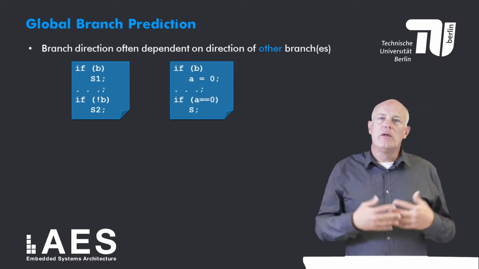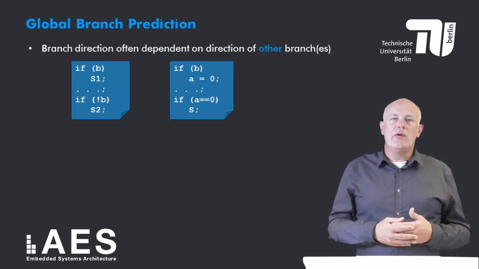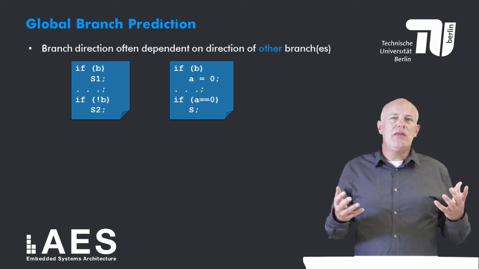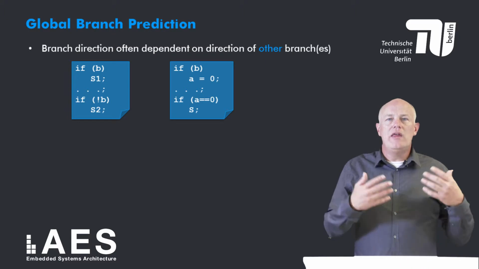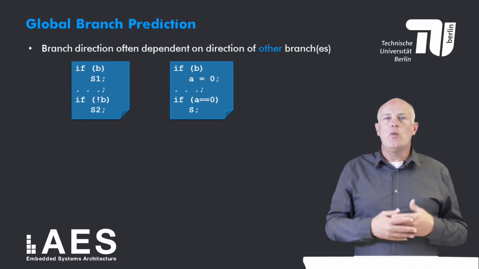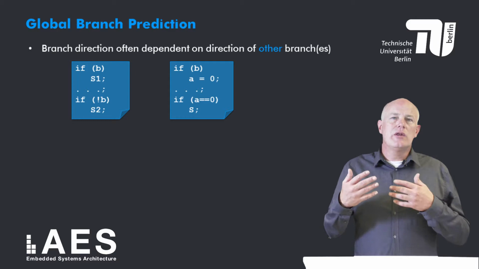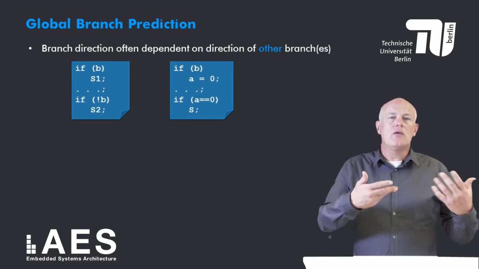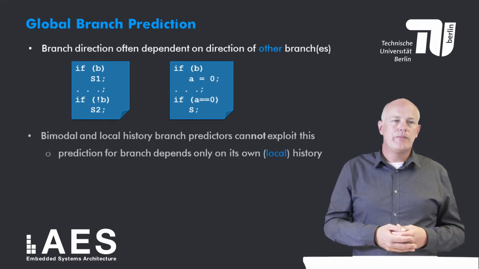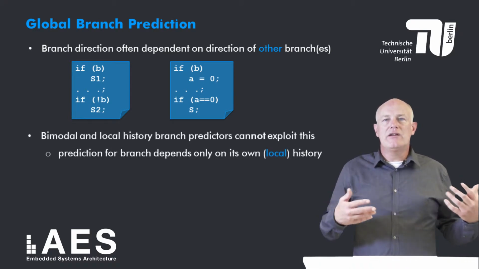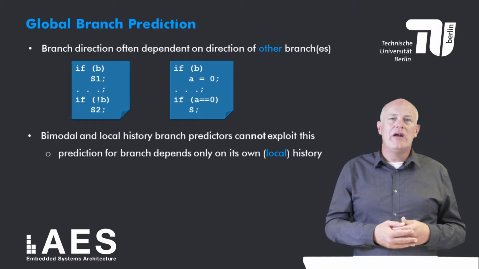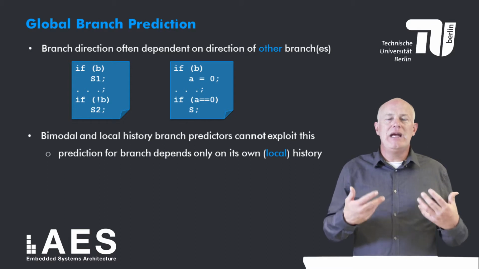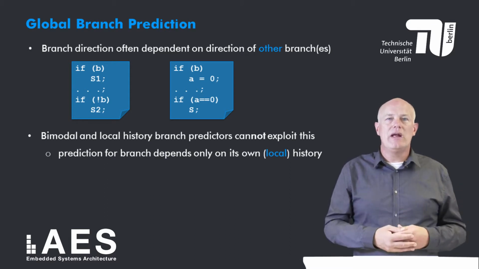Here's another example. If B, A is set to 0. If A equals 0, execute statement S. It can be seen that if B evaluates to true, then the expression A equals 0 will also evaluate to true. So the direction of the branch corresponding to the second if statement is dependent on the direction of the first branch. The bimodal predictor as well as the local history branch predictor cannot exploit this behavior, since the prediction for a branch is made only based on its own history.